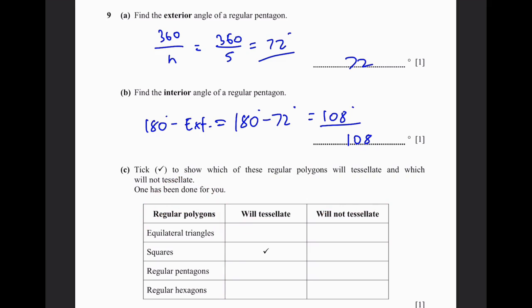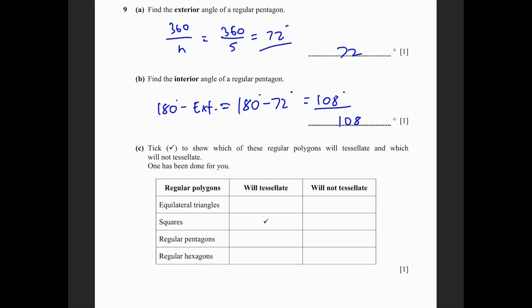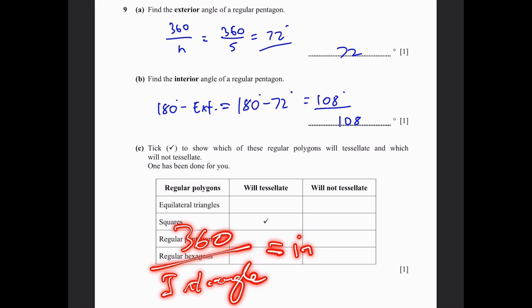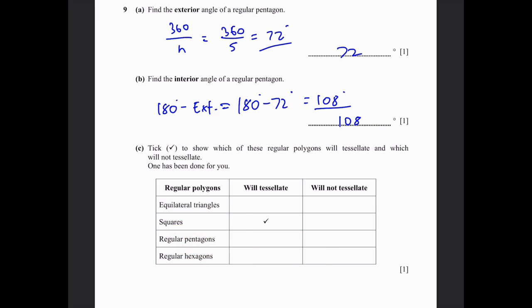C. Tick to show which of these regular polygons will tessellate and which will not tessellate. One's been done for you. Squares will tessellate. So we need to find the interior angle and divide 360 by the interior angle. If the answer is an integer, then it tessellates. Otherwise, it won't tessellate. Using this, we can say that equilateral triangles will tessellate, regular hexagons will tessellate, and regular pentagons will not tessellate. Just saying, 360 by 60, that's the equilateral triangle's interior angle. That's just 6, which is an integer.